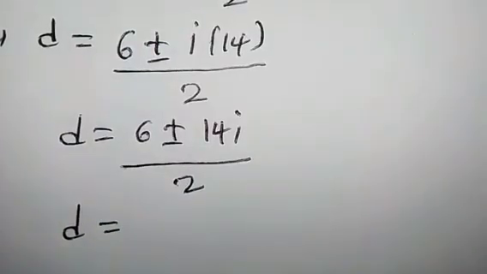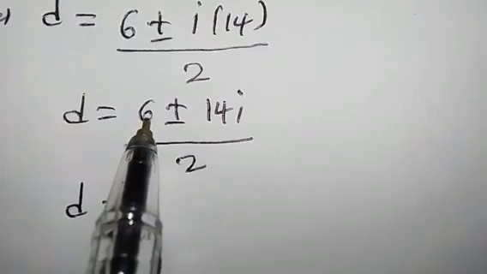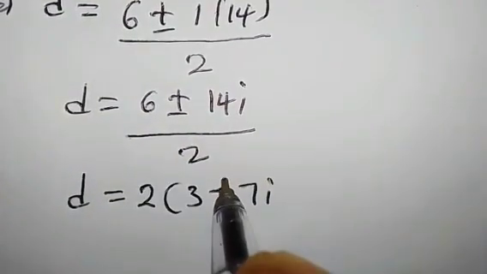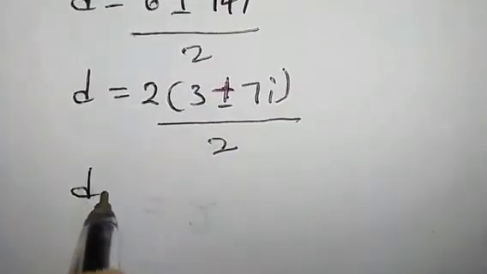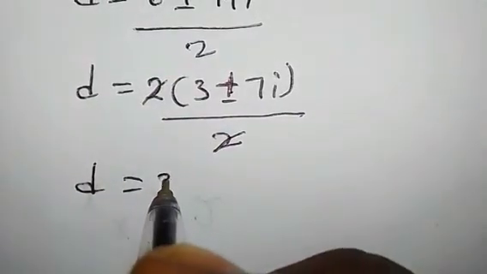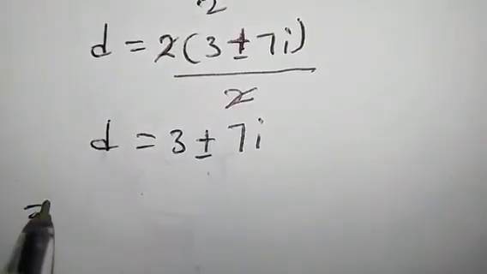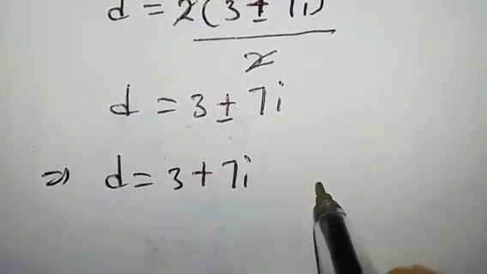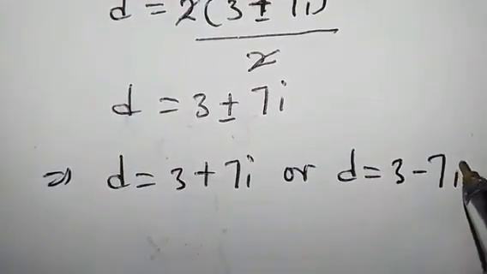We can factor out 2 from the numerator, so 2(3 ± 7i), all divided by 2. Clearly, 2 cancels 2. We are left with 3 ± 7i. This means that d = 3 + 7i, or d = 3 − 7i.